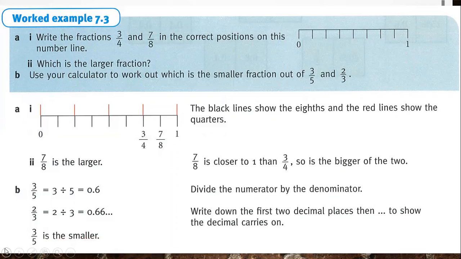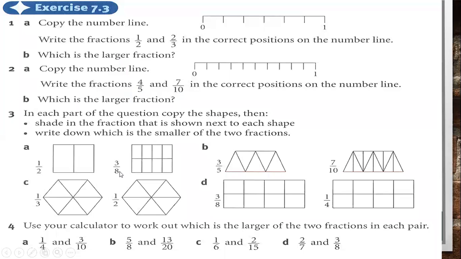Use the calculator to work out which is the smaller fraction out of 3/5 and 2/3. So 3/5 is equal to 0.6, and 2/3 is equal to 0.66. So 3/5 is smaller. So like that, exercise 7.3.